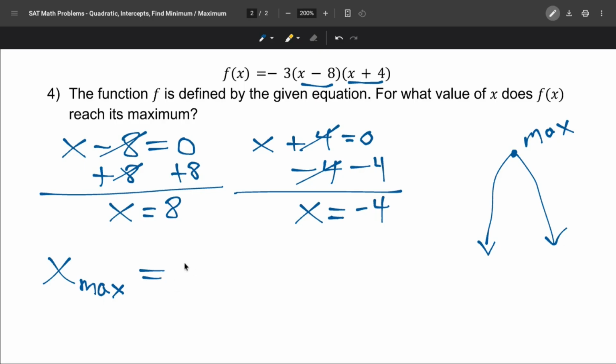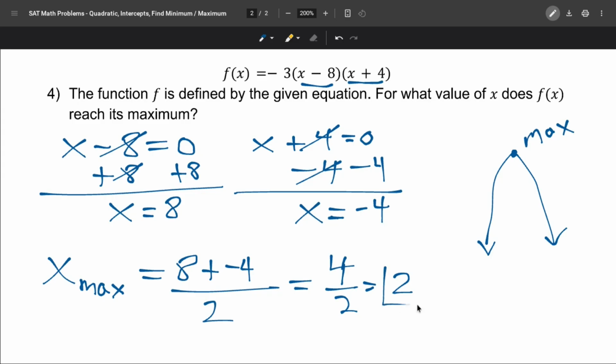All right, the x value at the maximum is equal to 8 plus -4 divided by 2, so that's like 8 minus 4, so it's 4 divided by 2, which is 2. I made a lot of my answers either 2 or -2. Maybe I'll make another video with different ones.